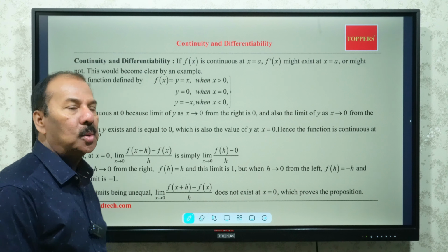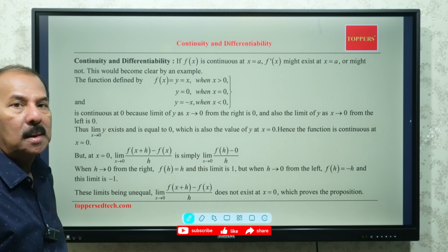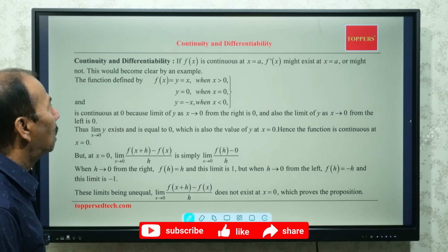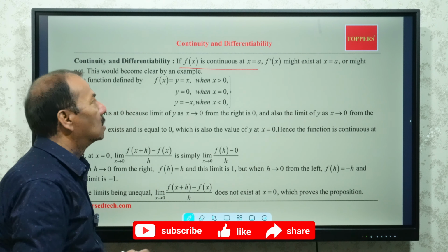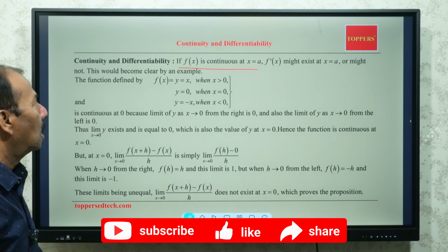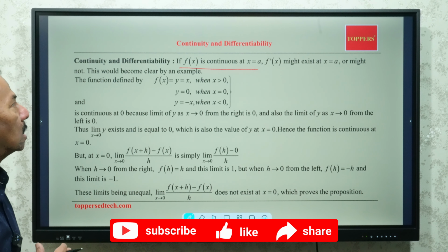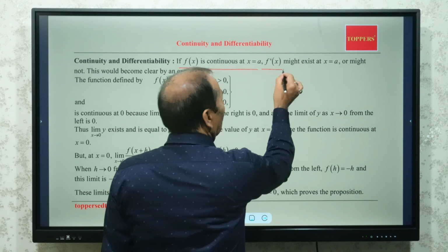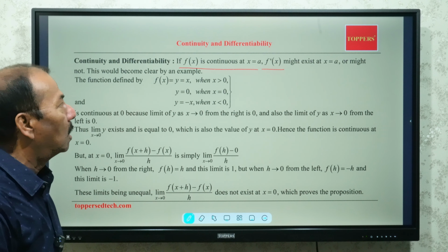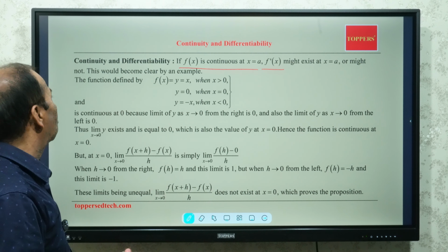Hi everyone. Today we will discuss continuity and differentiability. So here we can just see, if f of x is a continuous function at x equal to a, this does not imply that f dash x, meaning the differentiation of f of x, is also continuous.